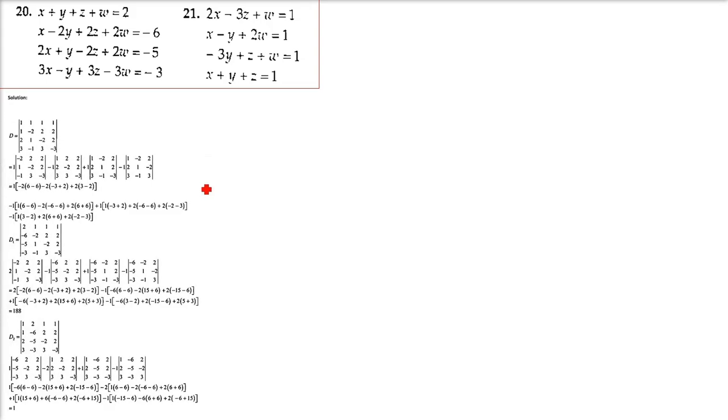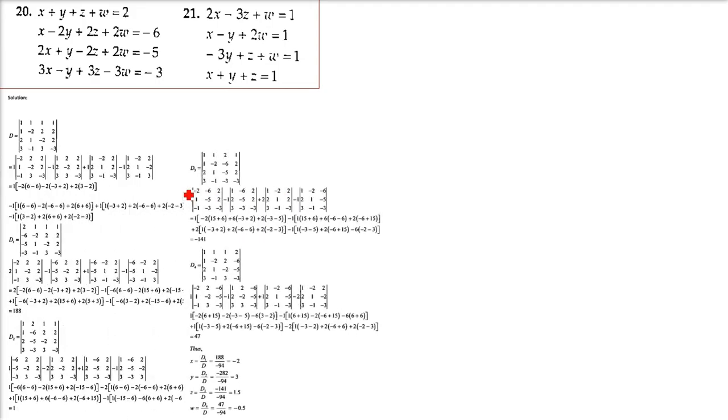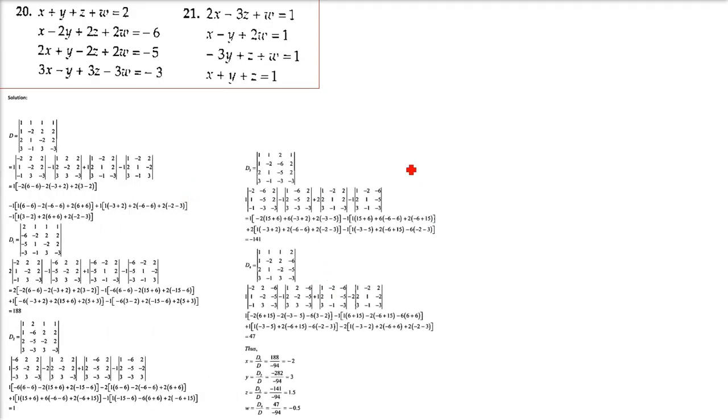Now we have 4 variables here. Same way we are going to do, the logic and reasoning will be the same. Only the determinant size will increase. So we are comparing the first one with A1x, B1y, C1z, D1w equals, say, E1. We are comparing it with this one. Second one, A2x, B2y, C2z, D2w equals E2.